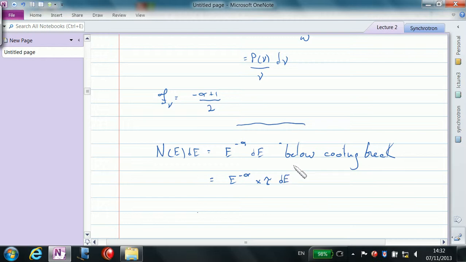But what's the lifetime? The lifetime is what power of E? So is it cooling time? The cooling time. What's the cooling time as a function of the energy? 1 over E, yeah, because its rate is E squared, but it has E, so the lifetime is 1 over E. So this then becomes E to the minus alpha minus 1 dE.